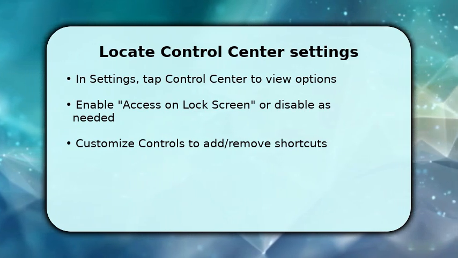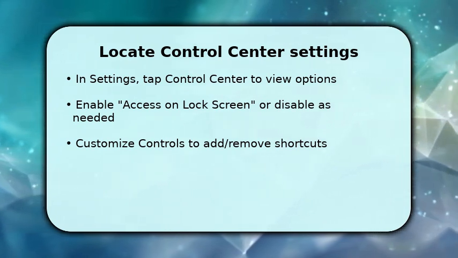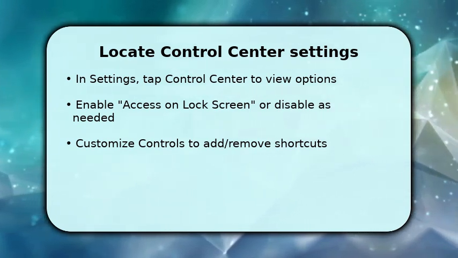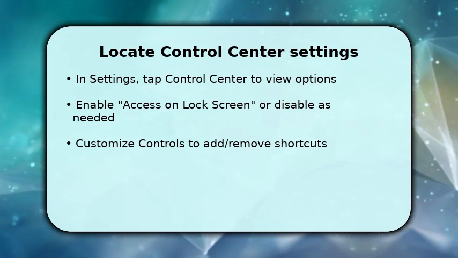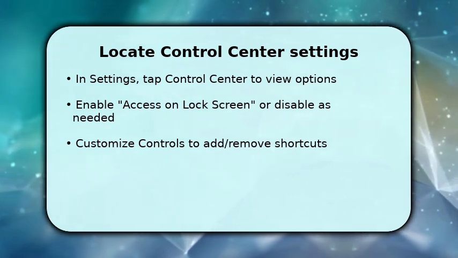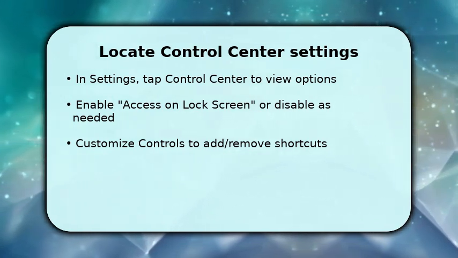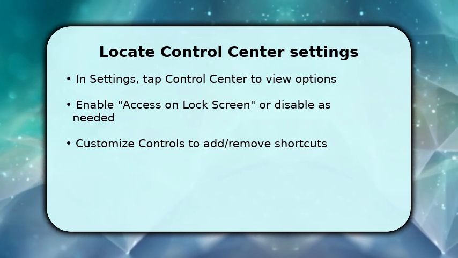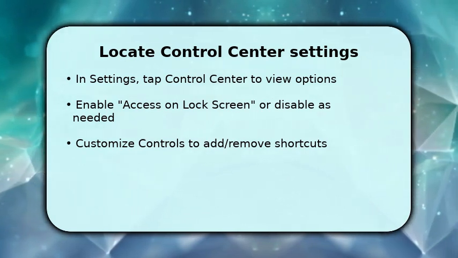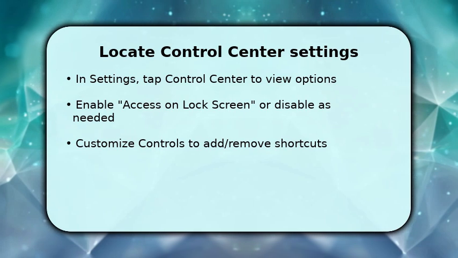If you want quick access from the lock screen, make sure access on lock screen is enabled. If not, disable it. To tailor shortcuts, use Customize Controls, then add or remove items. This changes what you see when you open Control Center. These steps show not just where it is, but why each option affects your access and workflow.